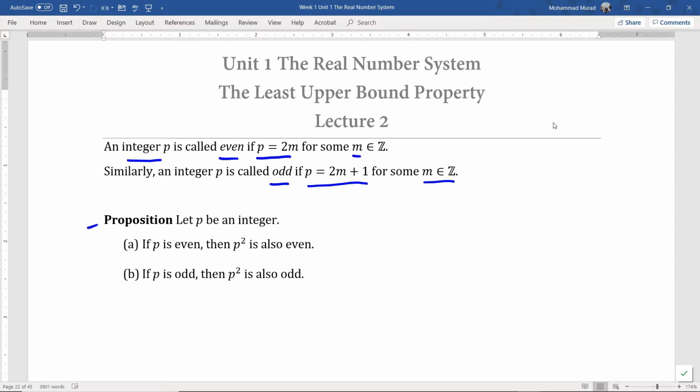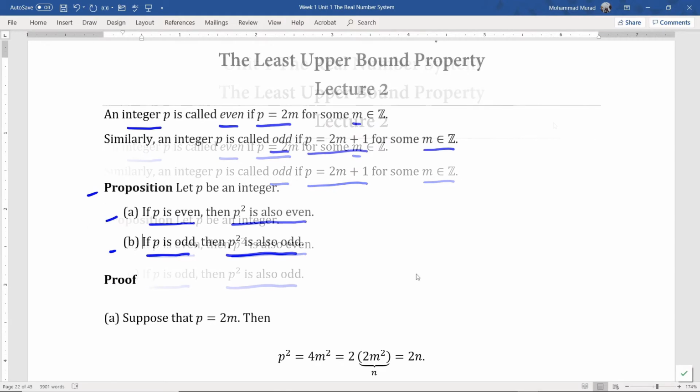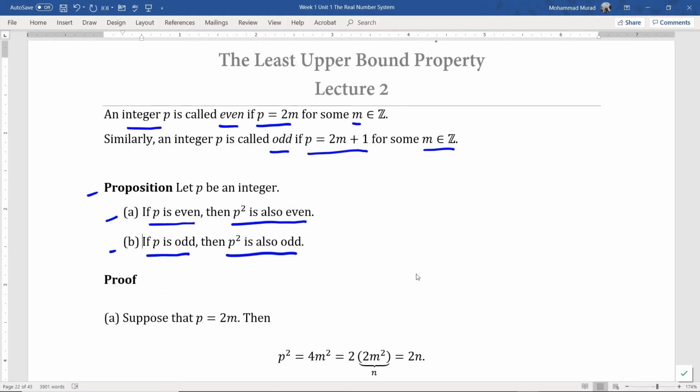Proposition: let p be an integer. If p is even, then p squared is also even. If p is odd, then p squared is also odd. Let's see the proof of the first statement, A.